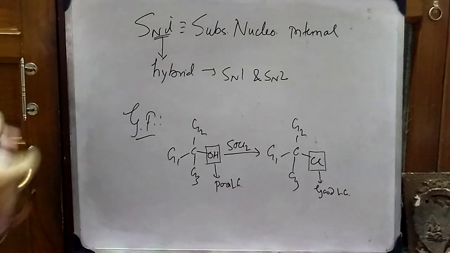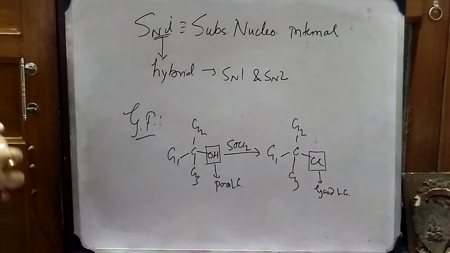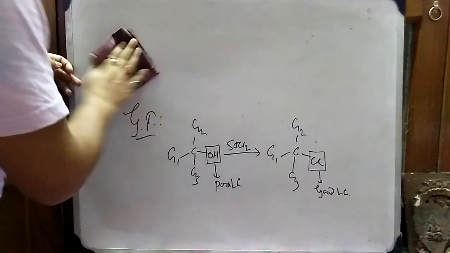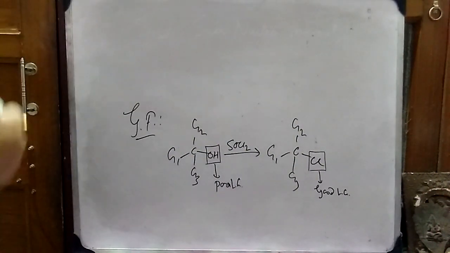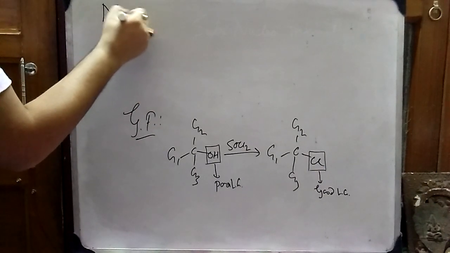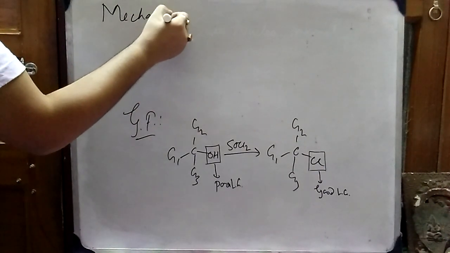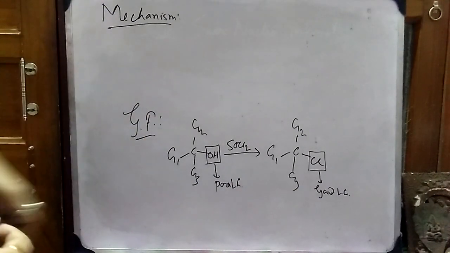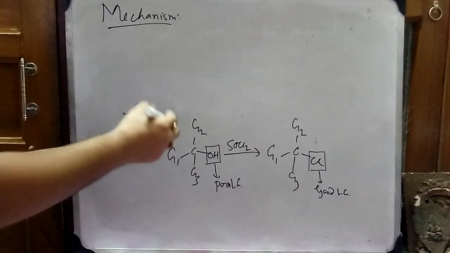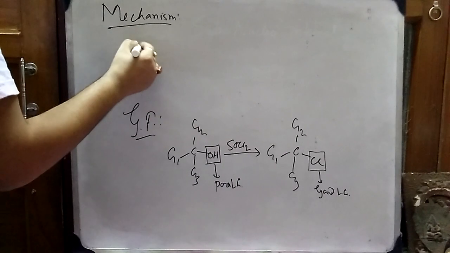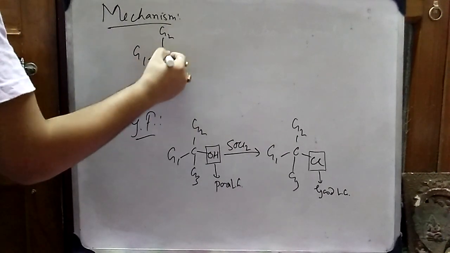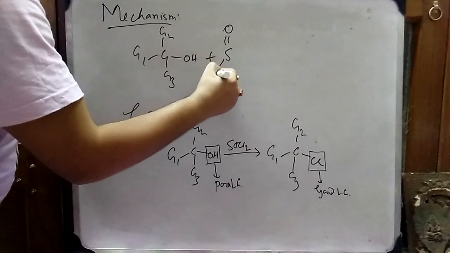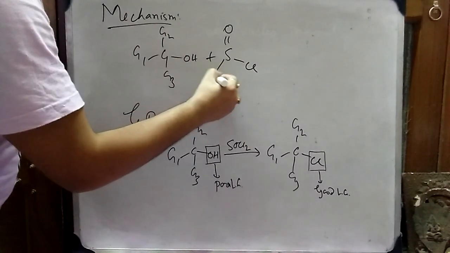But how it has happened, if we want to find it out, then we have to understand the mechanism of this reaction. Let us go to the mechanism part, because it will be very interesting to know how a good leaving group is substituting a poor leaving group, and the irony also we can understand. So this is the alcohol that we have taken, and the reagent is SOCl2.